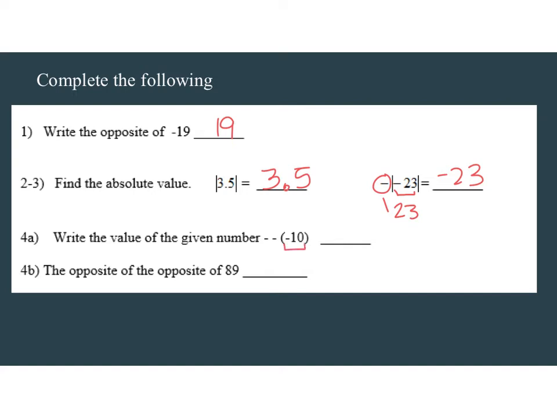The next one says, write the value of the given number, which is the opposite of the opposite of negative 10. So similar to the one we just did, we're going to look at negative 10. We're going to take the opposite, which is positive 10, and then we take the opposite again, which is back to negative 10.